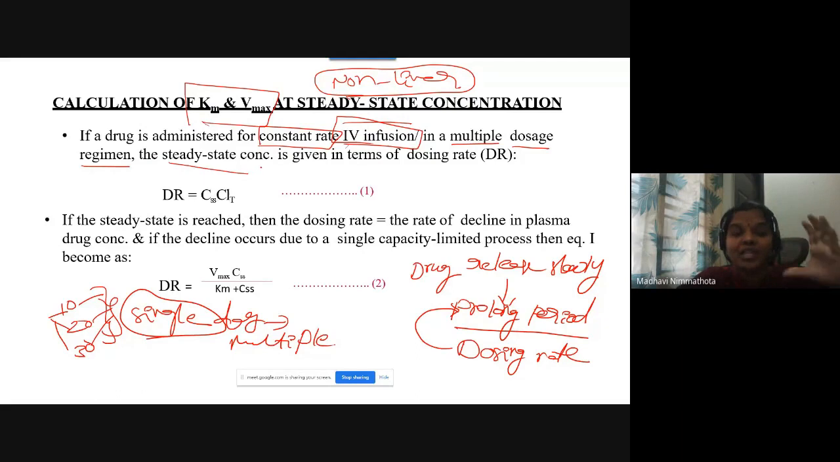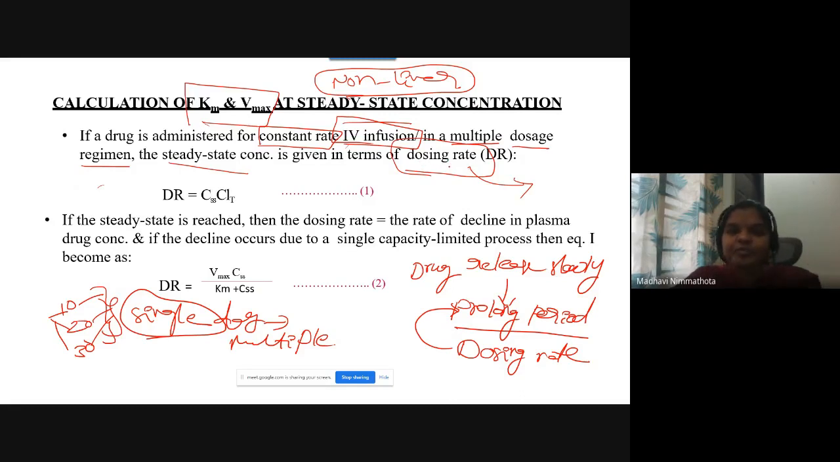So when the drug follows nonlinear pharmacokinetics, there is a calculation of Km and Vmax at the steady state concentration. If your drug is administered through IV infusion or through a multiple dosage regimen, the steady state concentration will be given in terms of dosing rate. Why? Because in case of IV infusion and in case of multiple dosage regimen, we are able to see the dosing rate differences. So you are going to use different doses at different rates.